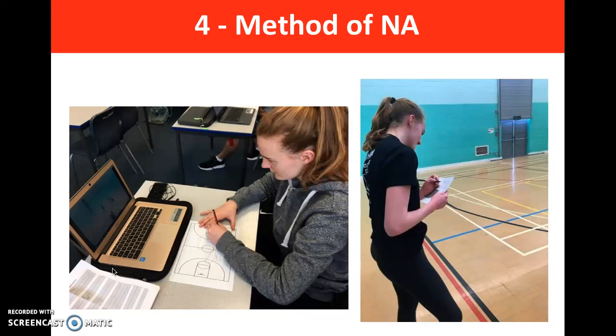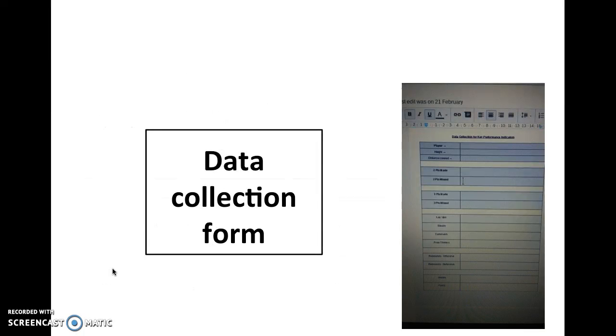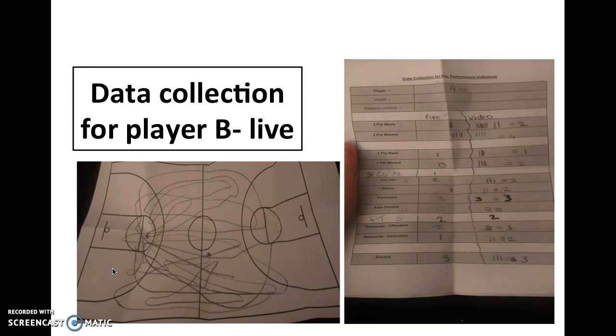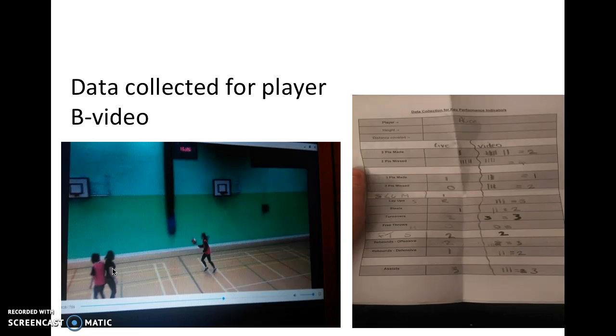On this slide there are two photos to show the data that was collected and how. This is both a data collection form and a schematic graph of player A live. This picture on the right is the data collection form which I used to tick off performance criteria skills that I had seen during the basketball match I had observed. This is both the data collection form and the schematic graph of player B live. This is both the data collection form and the schematic graph of player A video. This is both a data collection form and a schematic graph of player B video.